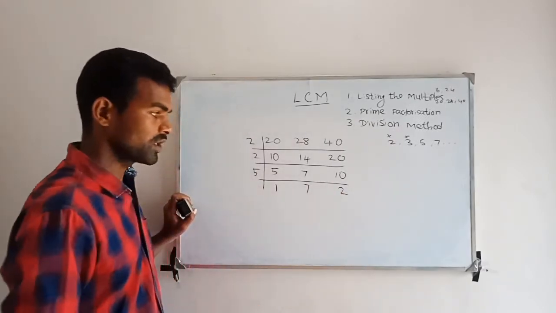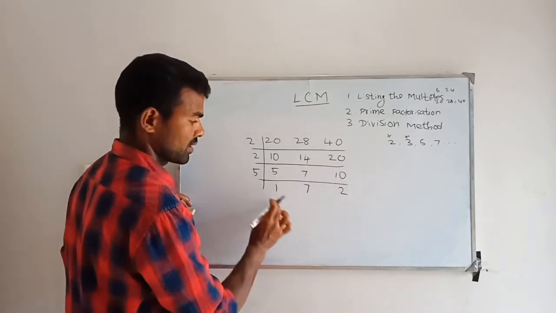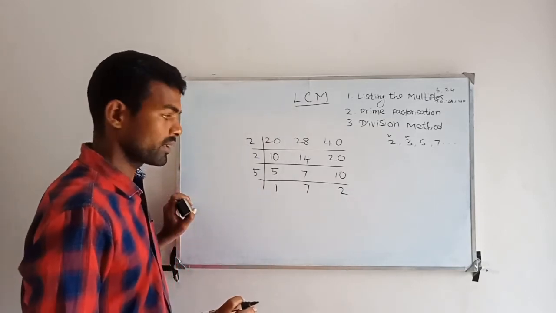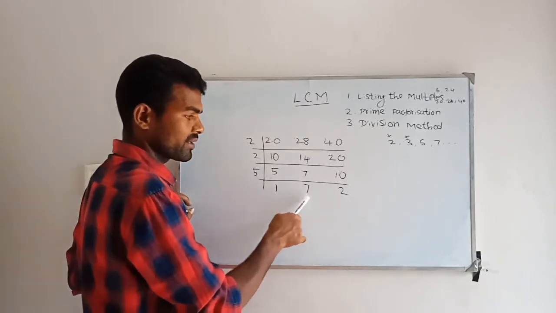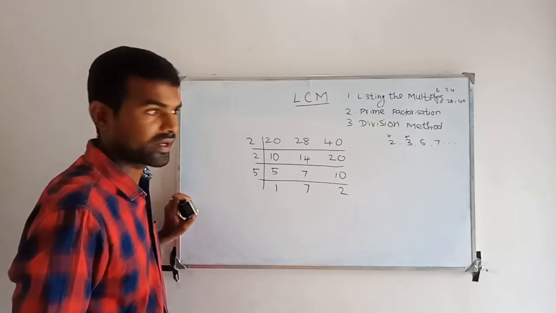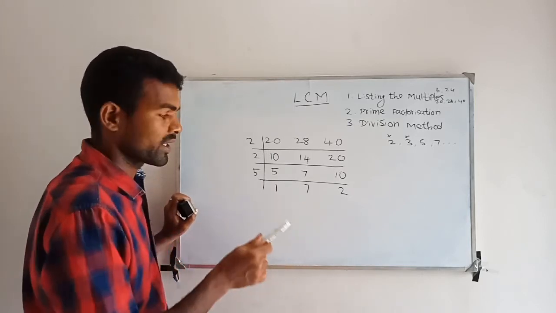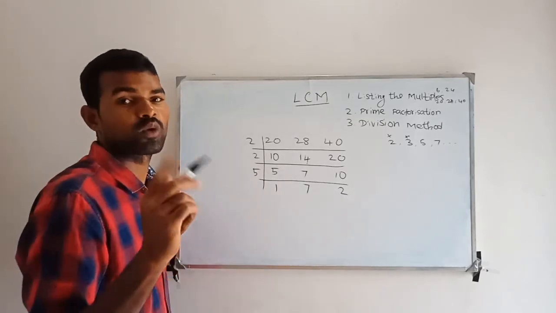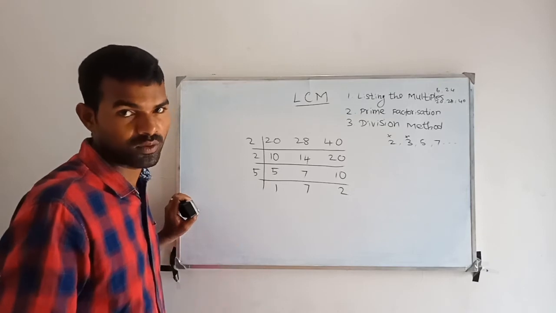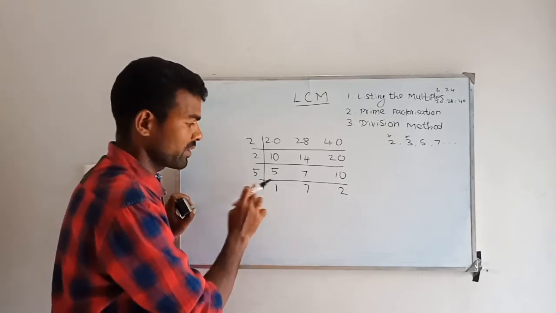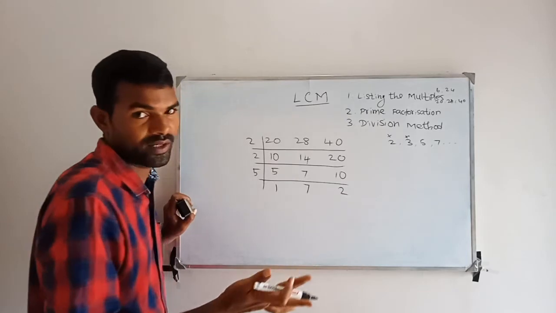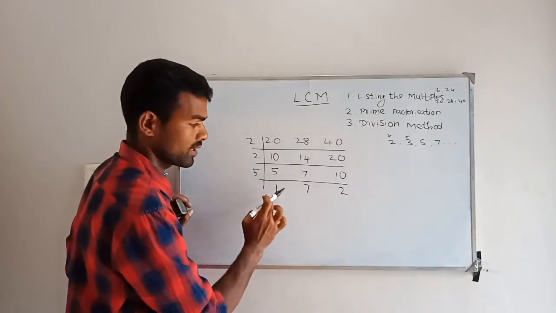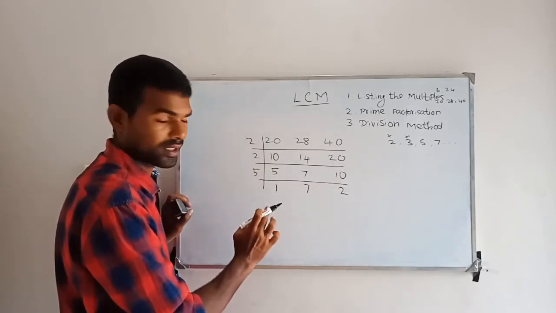Now see the last remainder: 1, 7, 2. Is there any other common factor there? No common factor. We cannot divide by 2, only one time. I told you we must divide a minimum of 2 numbers. If you divide by 7, it is one time only. If you divide by 2, it is one time only. So leave it. Now the last line has no common factor except 1.